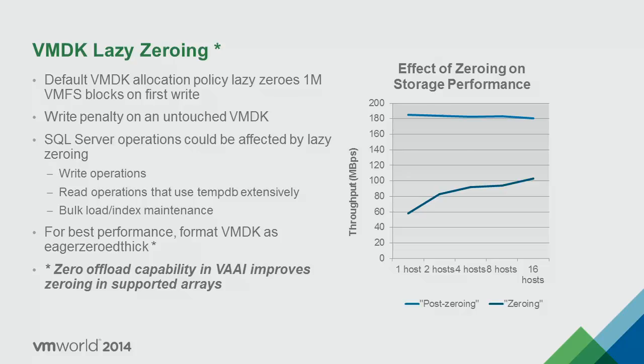So one of the things you can do is eager zero thick that VMDK file ahead of time. What that means is, when I deploy the VMDK file, I'm going to pre-zero that VMDK file so that when ESX goes to write to that block, the zero's been there, there's no write hit. Okay? So that's what we call eager zero thick.